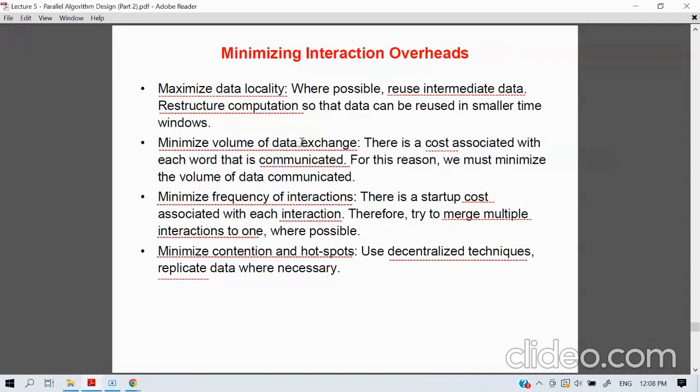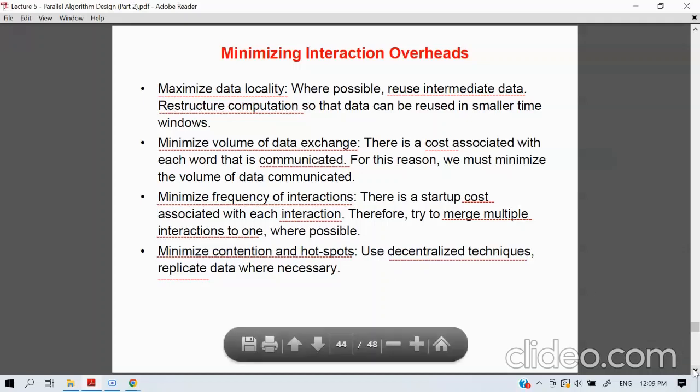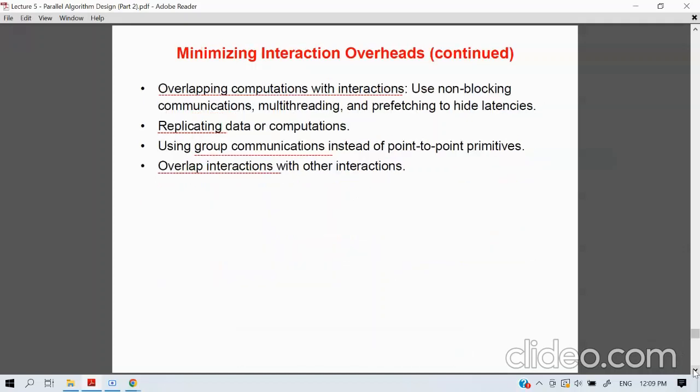Okay, second last, we learned several options for how to minimize the interaction. So you need to know at least 4 ways to minimize the interaction. We need to consider the locality of the data, the volume of the data, the frequency of the interaction, and then the contention and also the hot spot. If you memorize 4, it's nice. Okay, and then we have other options to minimize the interaction.